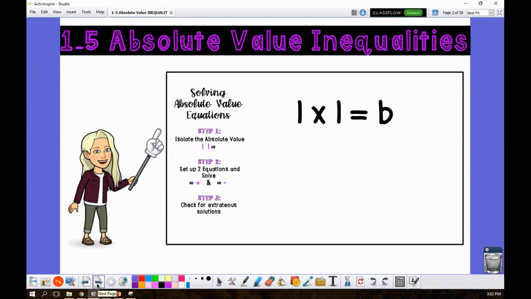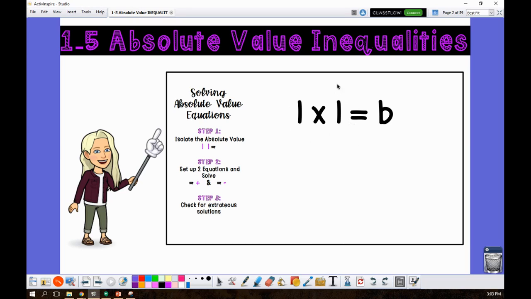Welcome back, guys. This is 1-5, solving absolute value inequalities. So in the last video, we solved absolute value equations, and here are the steps that we used to do that. I have this on the screen because it's going to guide us into solving absolute value inequalities, which is a little bit different. But I just want to recap on solving absolute value equations.